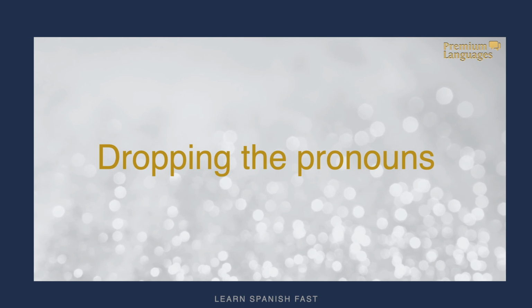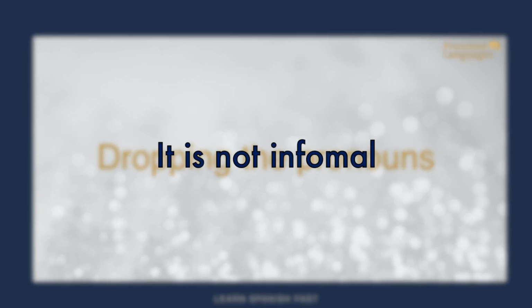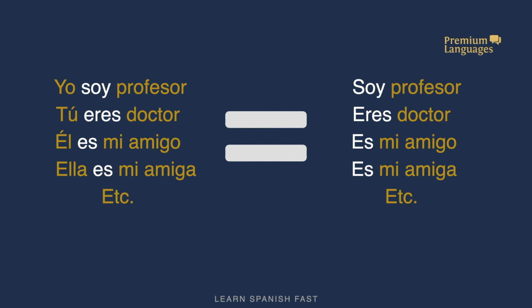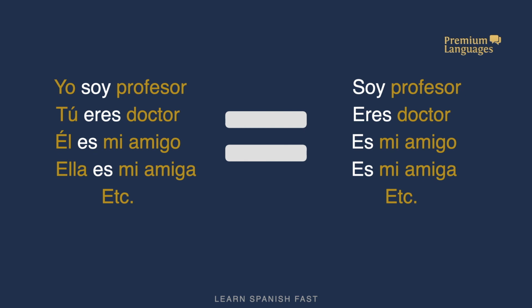In English, we always need to use the pronouns I, you, he, she before the verb. But in Spanish, it is very, very common to drop the pronoun and use only the verb. Obviously, if there is any ambiguity, we would use it, but it is considered normal to drop the pronoun, and instead of saying yo soy profesor, we would say soy profesor. You would drop the yo. It's unnecessary. It would be a bit redundant. Tú eres doctor. Instead, we would say eres doctor. Él es mi amigo. We would drop the él and say es mi amigo. Ella es mi amiga. She is my friend. We would drop the she and say es mi amiga.